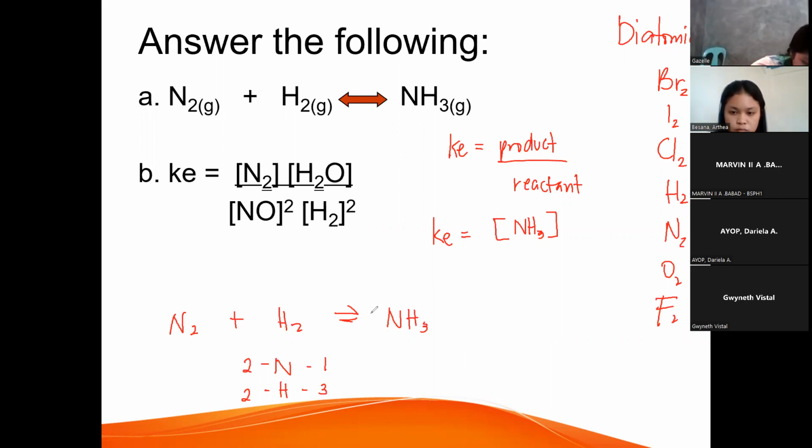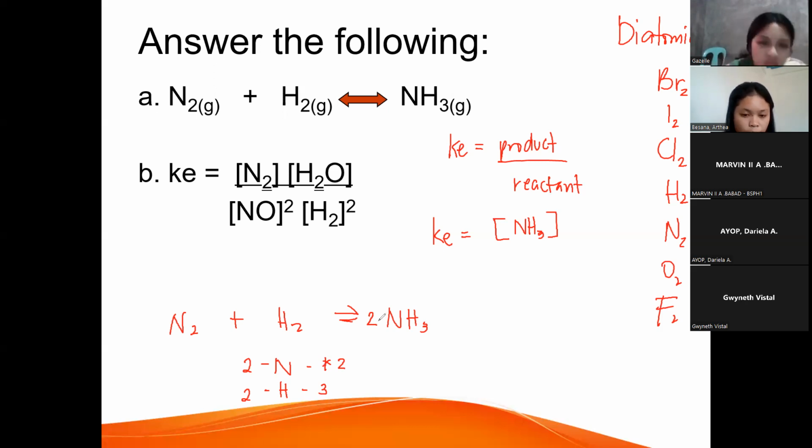Kung ako ito magbabalance, lalagyan ko siya ng 2 dito. So 2. Okay, sige. Lagyan natin siya ng 2. So therefore, yung nitrogen, dalawa na on the product side. This is considered 1, so 1 times 2 is 2.